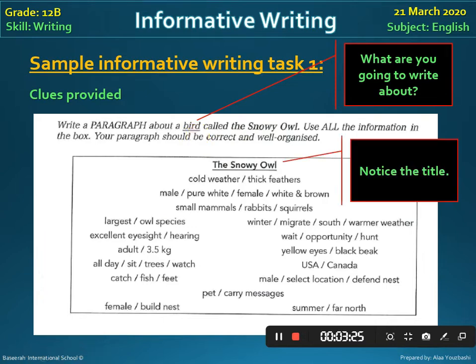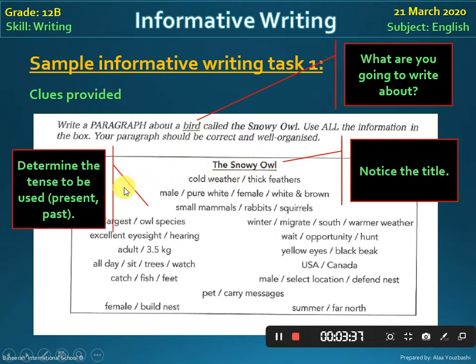Now the next thing is that I should notice the title. When you start your paragraph, try to write this title in the middle of the page. So here the title is the snowy owl. Also determine the tense to be used. Now, are you going to use the present tense or the past tense?